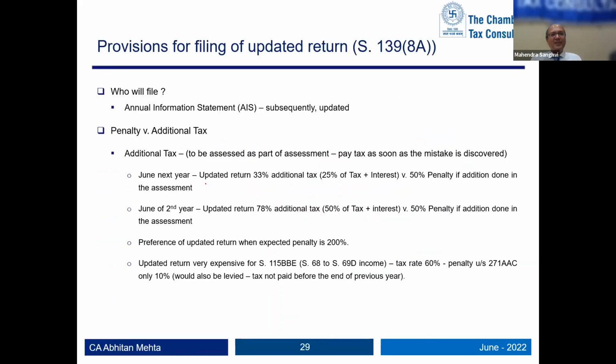If you discover something under 143(1) or 143(3), I pay advance tax today along with interest, whatever I have to pay, but I don't update my return. Then what is the risk? I have to face penal consequences of 50% if it is not a bona fide mistake. Versus if I file an updated return, I'm paying 30% or 33% of additional tax. So it is a comparison based on the risk of penalty.